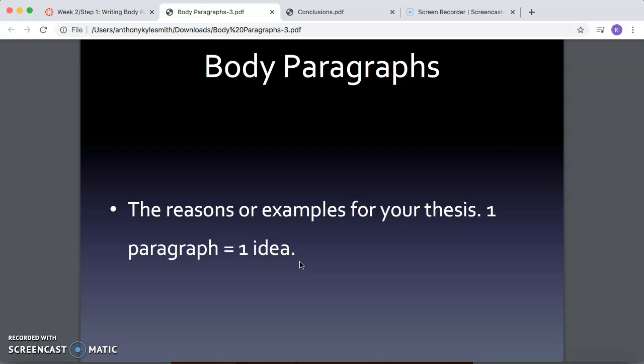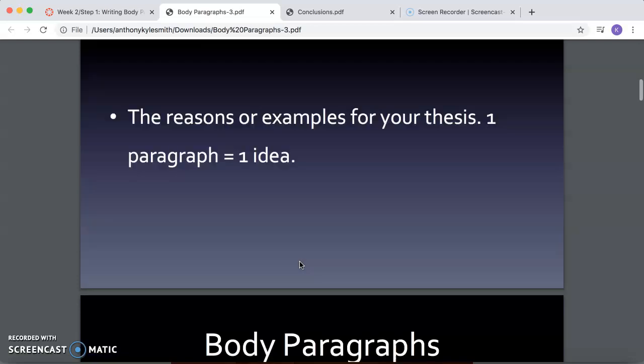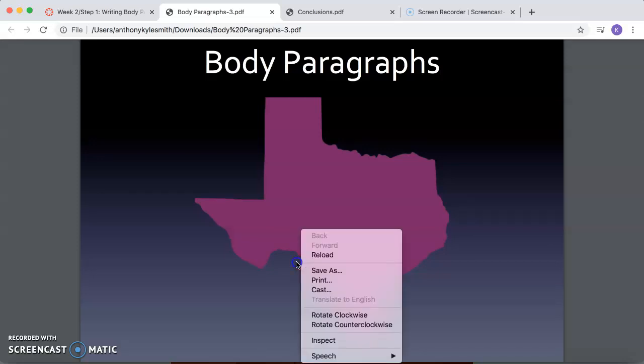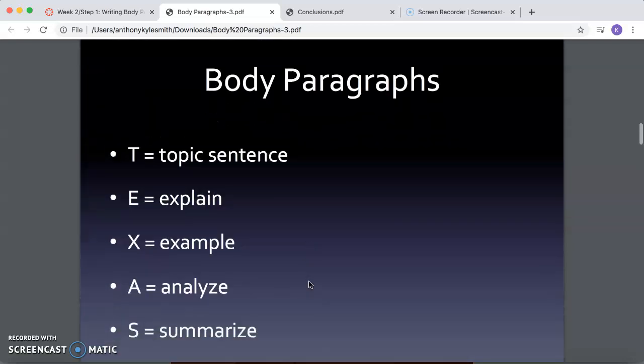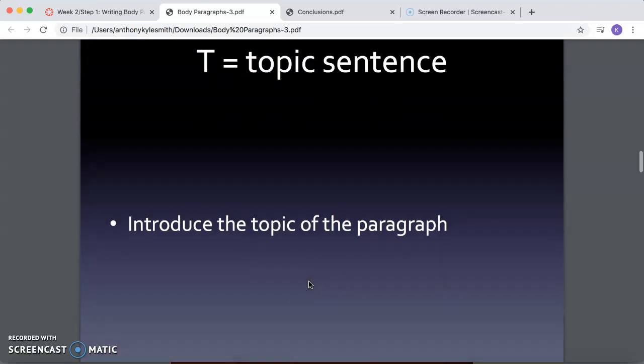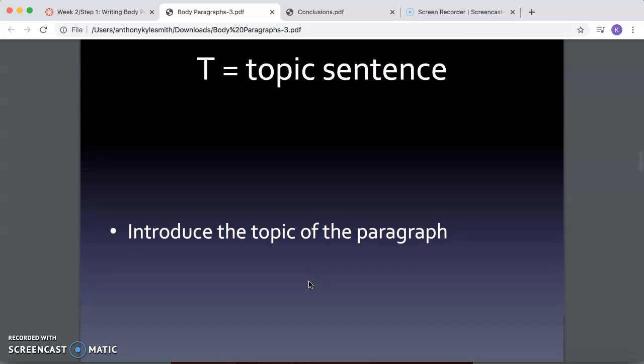I'm going to show you if you're stuck or you don't know how to approach a body paragraph, here's a little technique I learned that could help you as well. I want you to think of the state of Texas. We're going to take that acronym TEXAS and break it down to write a body paragraph. T is for topic sentence. E is for explain. You want to explain that topic. X is for example. A is for analyze. S is for summarize.